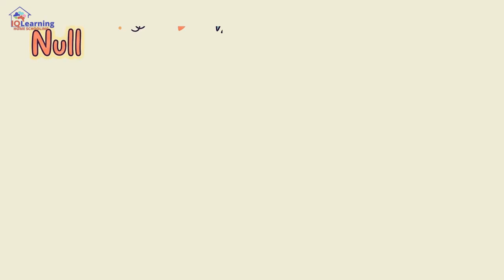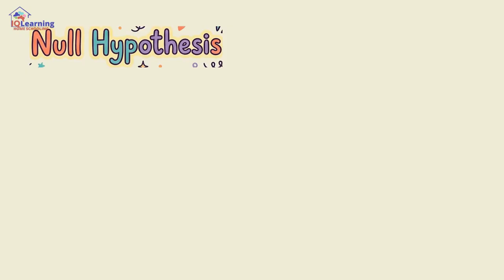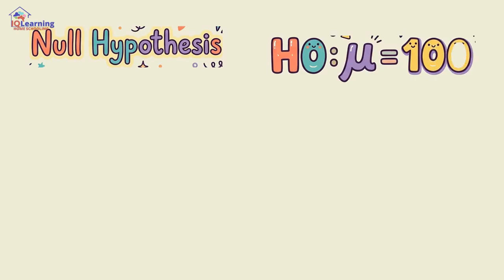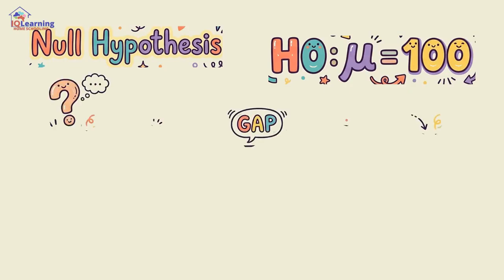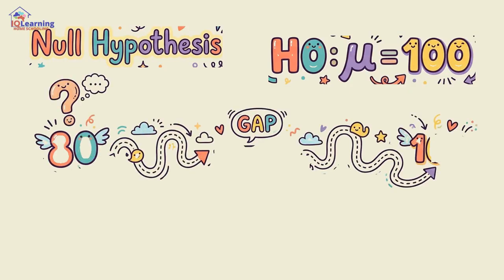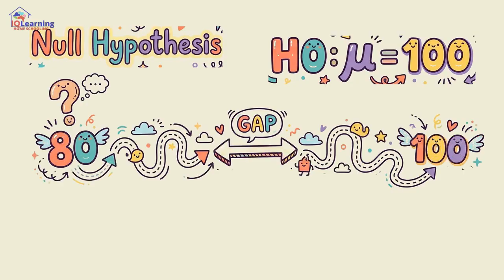We temporarily assume the company's claim is true. This starting assumption is called the null hypothesis. In symbols, we write H0, mu equals 100. That simply means the true average weight is 100 grams. Then, we compare the sample result to that claim. The farther the sample average is from 100, the more suspicious the claim becomes.